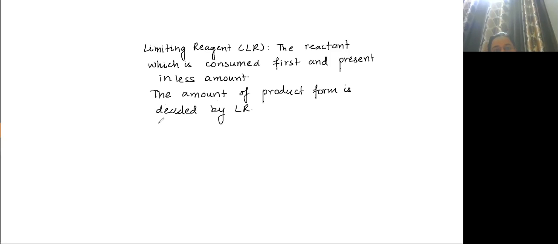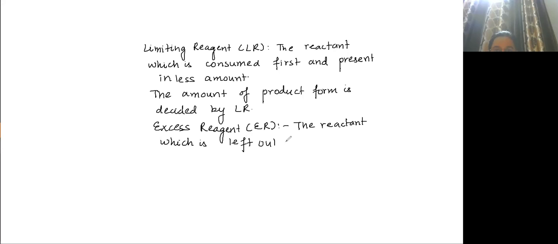Now what is excess reagent? ER. Excess reagent means the reactant which is present in large amount. The reactant which is left out and present in large amount.